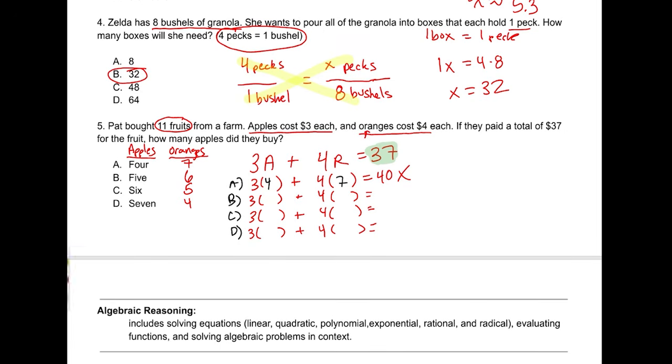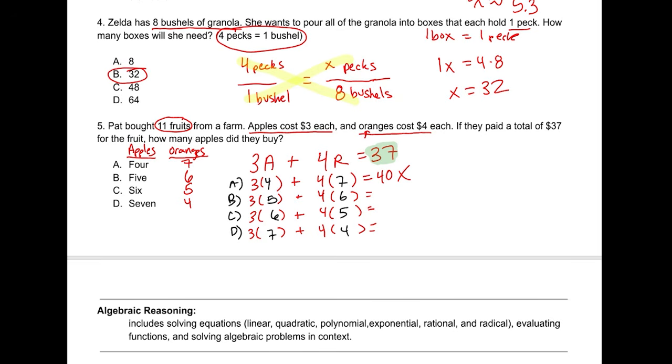For part B, there are 5 apples and 6 oranges. For answer choice C, there are 6 apples and 5 oranges. And for answer choice D, there are 7 apples and 4 oranges. And so we're just going to use the calculator and compute the price for all these different combinations.